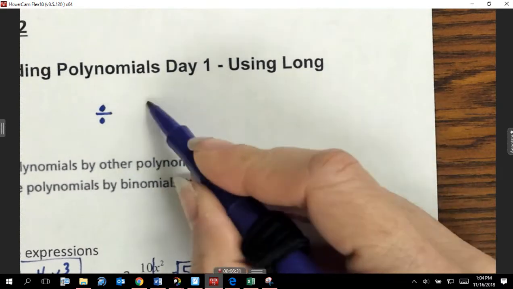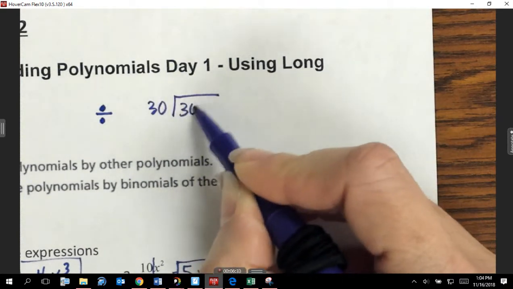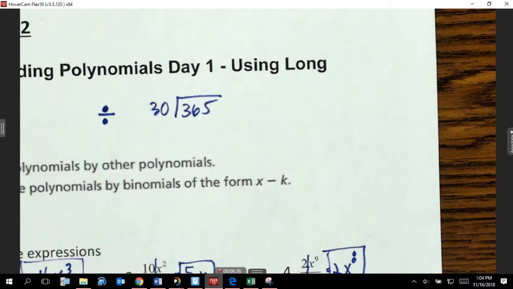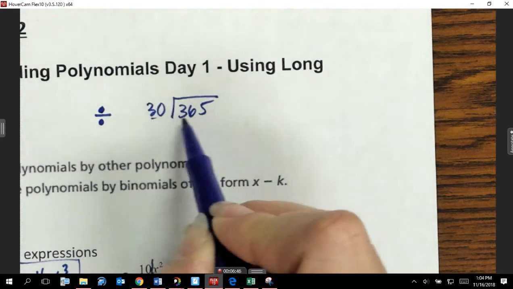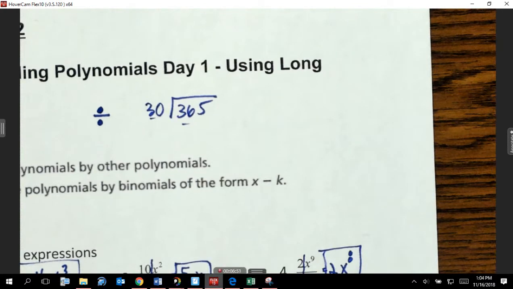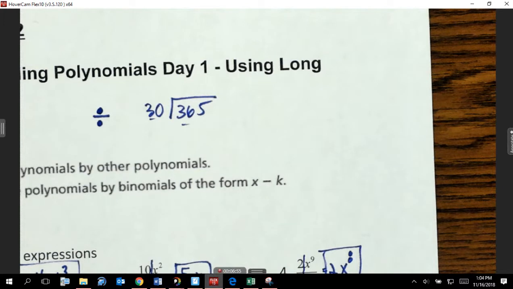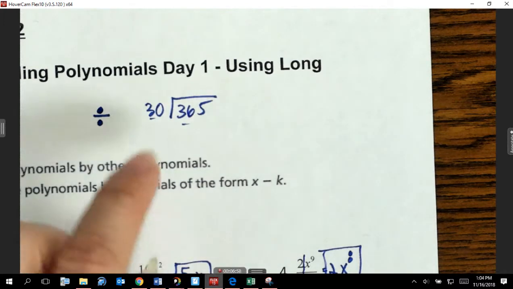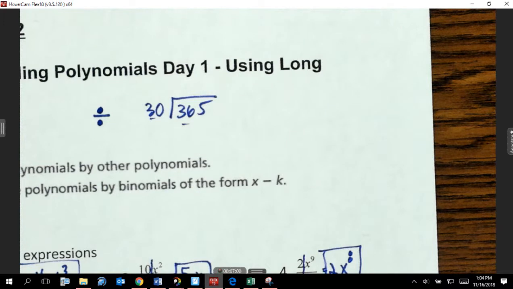If I were doing something like 365 divided by 30, sorry, said it wrong. What would you do? Do you remember? How many times 30 goes into 36? Yeah, you'd look at 30 going into 36. You're just looking at a piece of it. That's kind of what we're going to be doing here. We are going to have to use long division, because of what it looks like. But you are going to go through those steps that you did back in 4th grade for long division. We might need to review that in a moment.